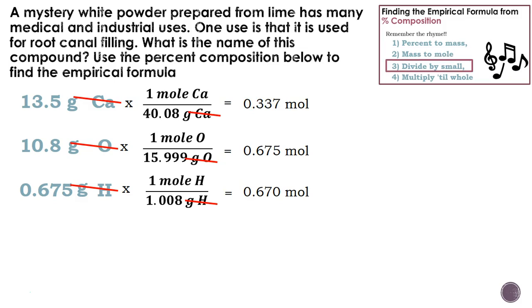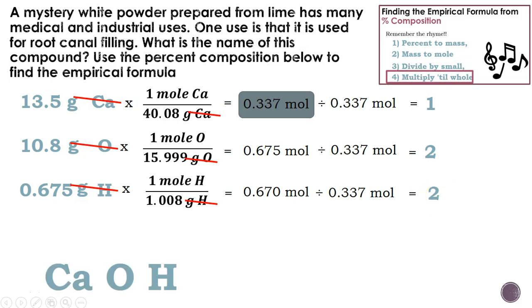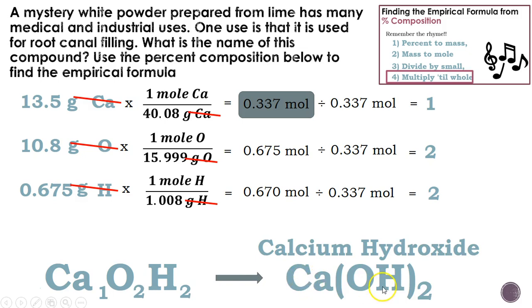We want to take a look at whichever number is the smallest and divide by small. And lastly, we want to multiply till whole. So you can see right now I got an answer of 1.98 for hydrogen. Because this is so close to a whole number, you can actually just round it to 2. Lastly, you can see we all have whole numbers now, so we don't need to multiply anything. So these are actually going to be the subscripts for each of these elements. It looks like something that's unfamiliar to us right now. You can actually change this to calcium OH parentheses with the 2 on the outside, and the name of this compound is calcium hydroxide.